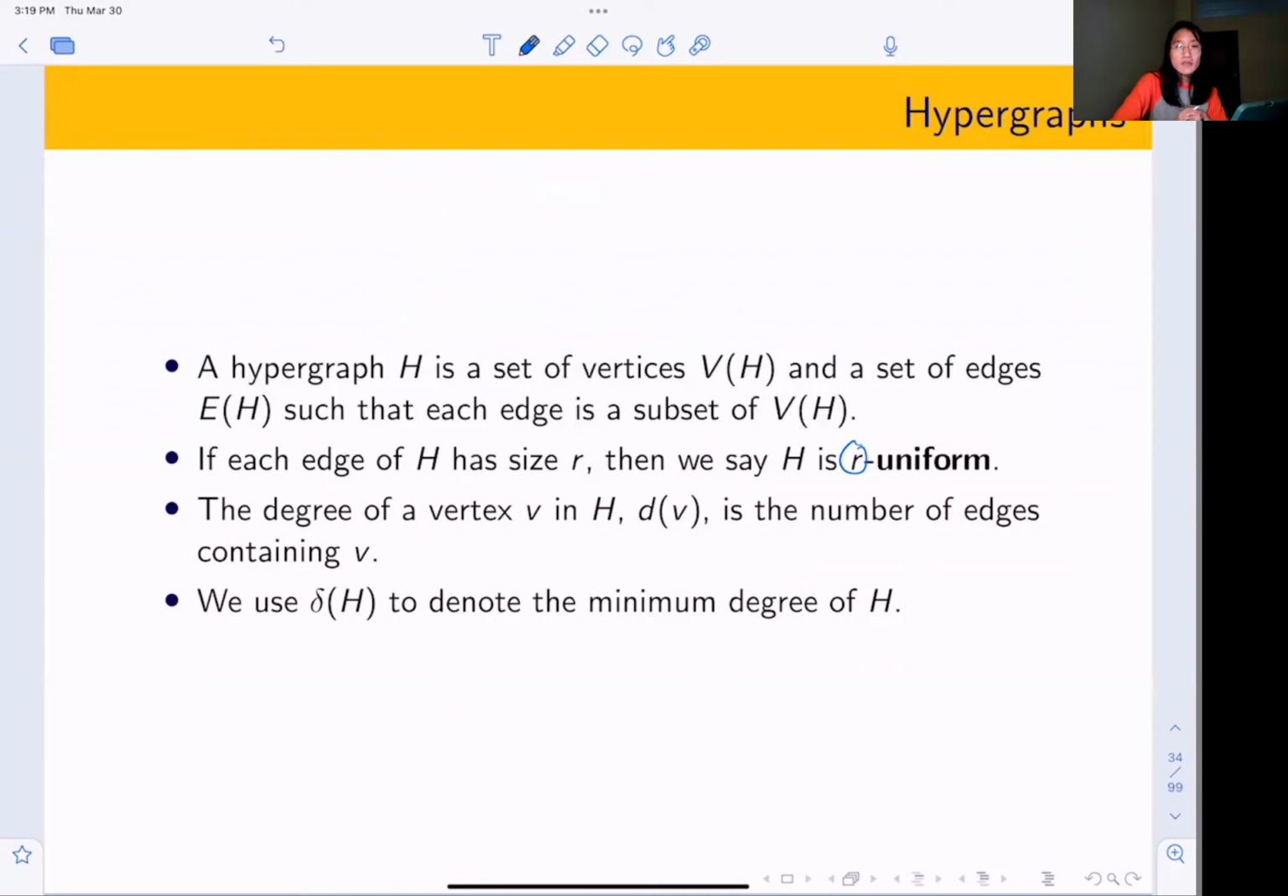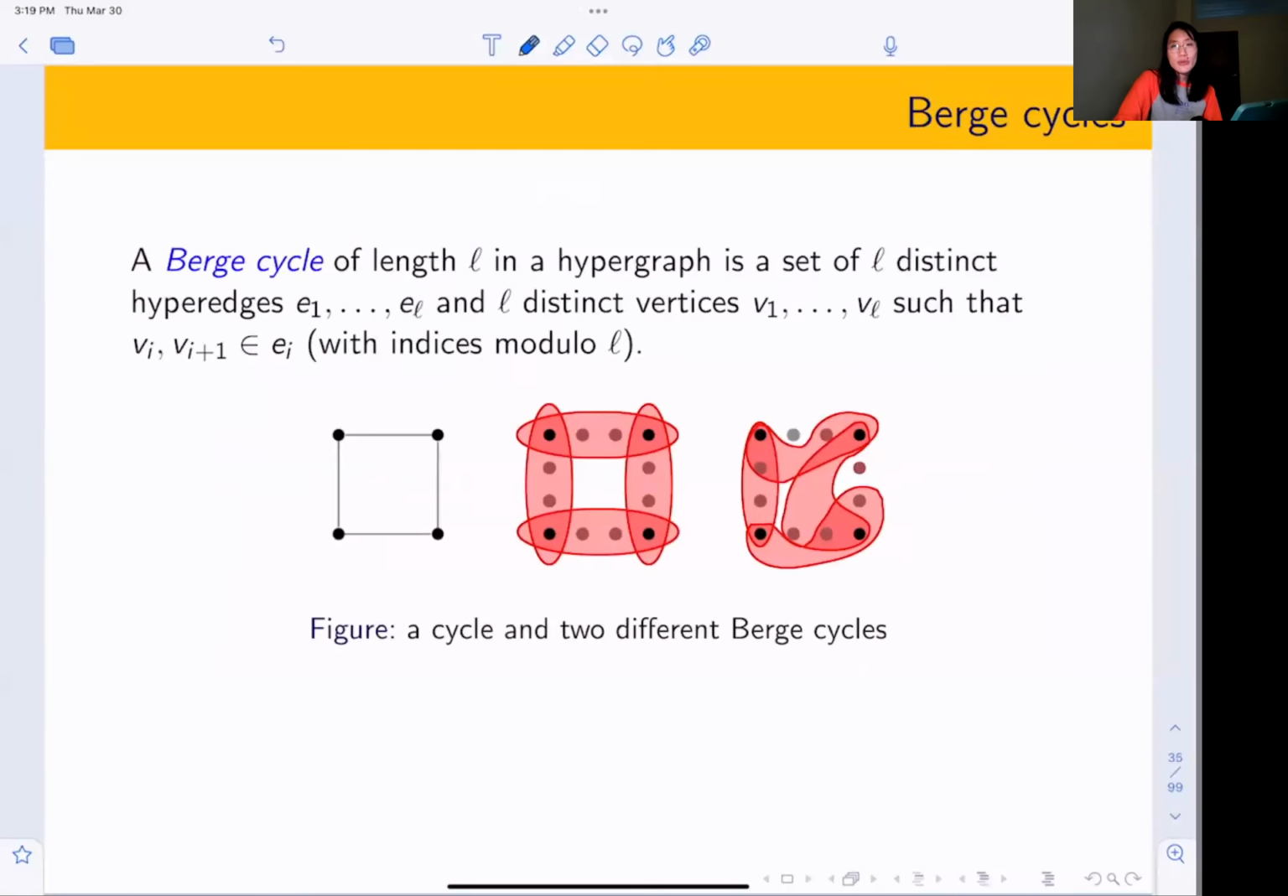Okay, so the degree of a vertex in H is going to be the number of edges containing that vertex. And we use delta of H to denote the minimum degree over all vertices in H. So we want to prove some Dirac-type results for hypergraphs, in the sense that we have some minimum degree, which implies the existence of some long cycle.